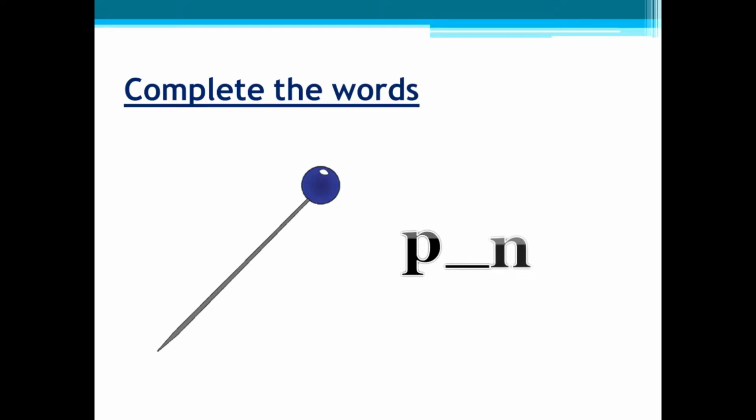Next picture is of, what is this? Pin. Very good. Now let's see the sounds. P, I, N. P and N are written. I is missing. So E says I. So write E. P, E, N, pen.